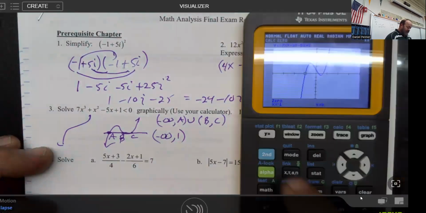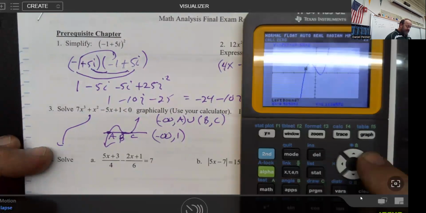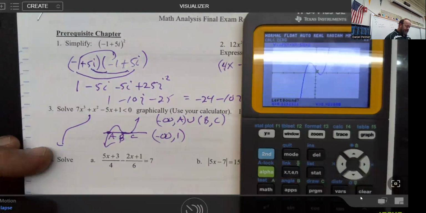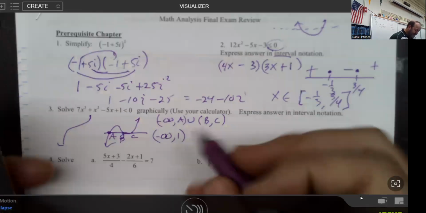My second value of the 0 is over here. Remember, I go to the left of the answer and go to the right of the answer. And that happens until 0.226.